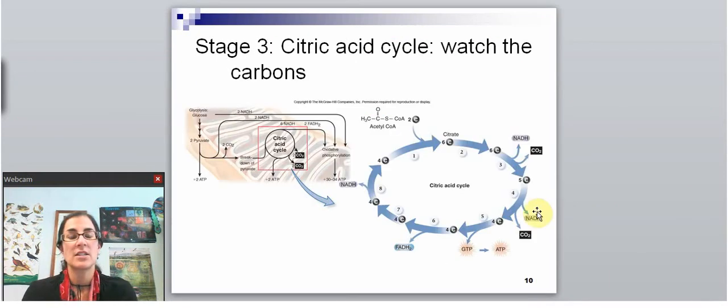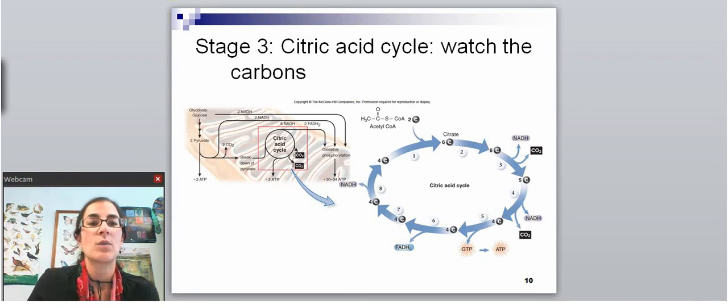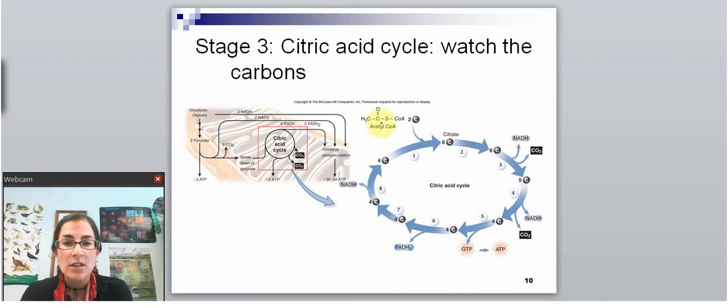So we'll just look at the citric acid cycle, and this is as much detail as we're going to look at it, watching what happens to the carbons. So here's the acetyl group. It's 2 carbons. It's on that placeholder coenzyme A, but nothing is going to happen with this coenzyme A. Like I said, it's just a placeholder.